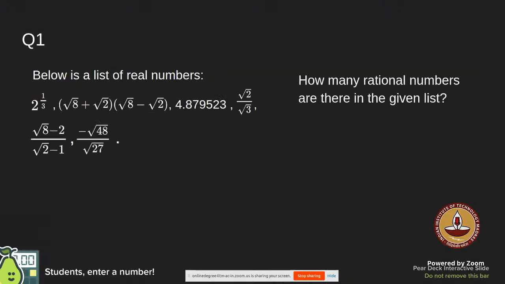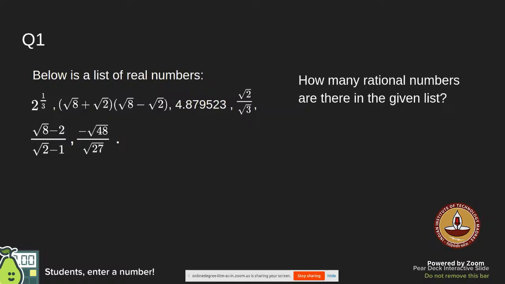So first question is basically I have given some list of real numbers. So these are all real numbers, right? Real number is basically collection of all natural number, integers, rational number, irrational number all together. Right? This is called real numbers. Now among these real numbers, which one of these are rational numbers and which are irrational numbers? That is what you have to find in this question. So the question is how many rational numbers are there in the given list?